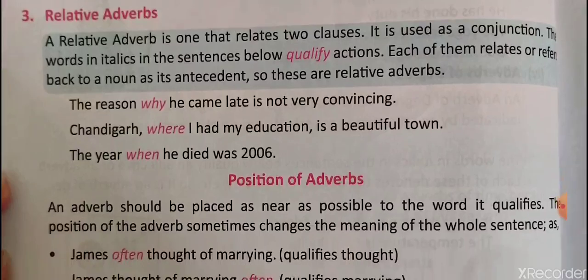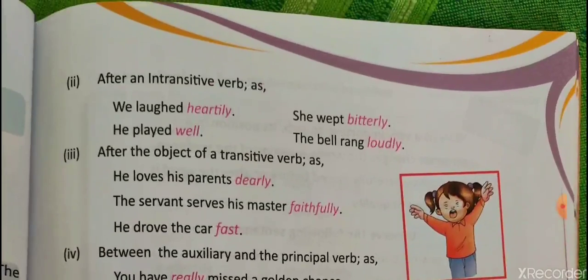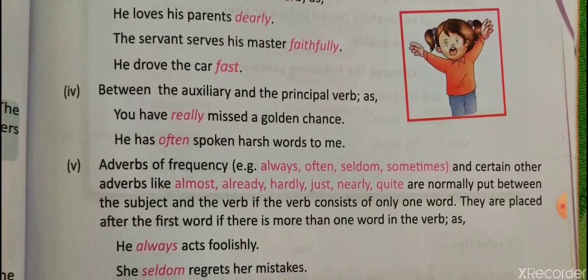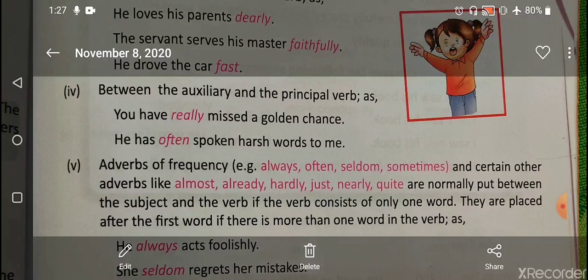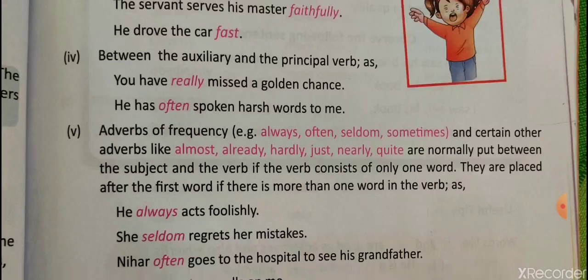Now, coming on to the position of the adverb. An adverb is generally placed before an adjective or another adverb that it modifies, as in: she is rather beautiful, Rohit did not run very fast. It is also placed after an intransitive verb, after the object of a transitive verb, and between the auxiliary and the principal verb. Adverbs of frequency and certain other adverbs like almost, already, hardly, just, nearly, quite are normally put between the subject and the verb if the verb consists of only one word.